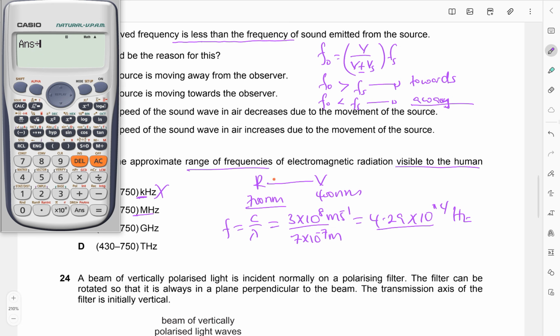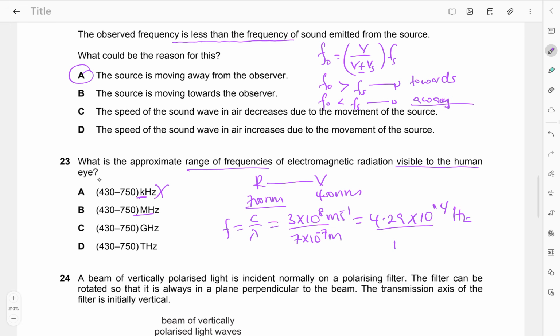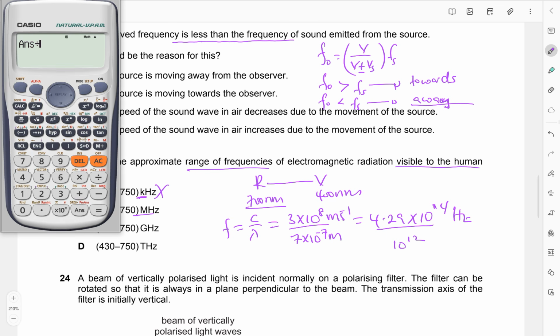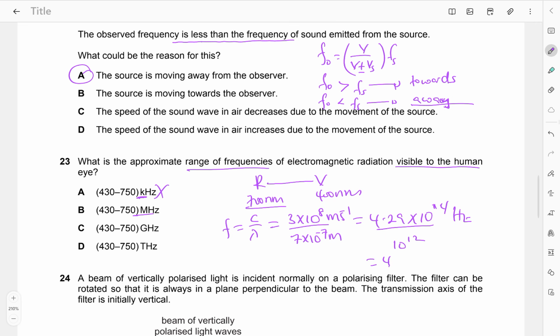So I will divide this by 10 power 12 to change it to tera and see if we get that. So that is 428. So this is equal to 428 terahertz, which is approximately 430 terahertz. So it means the answer is going to be D because this is not giga.